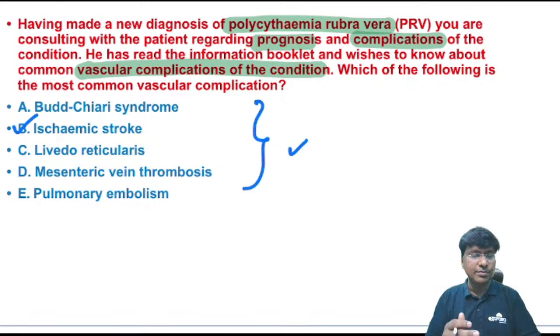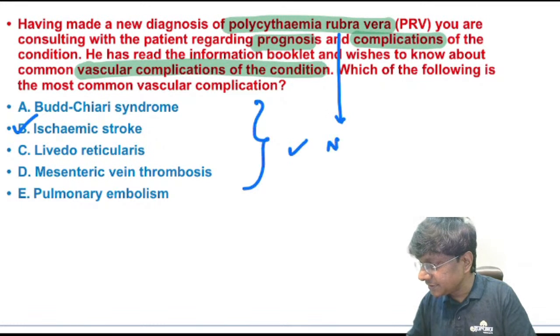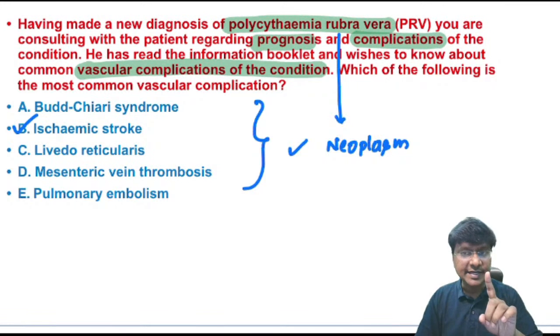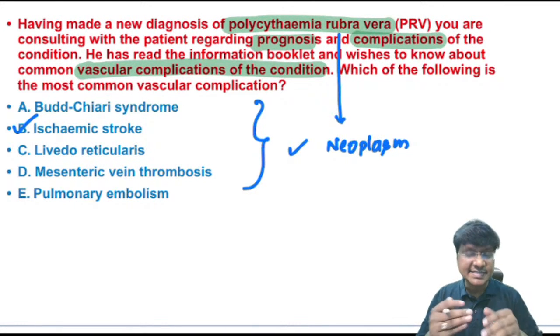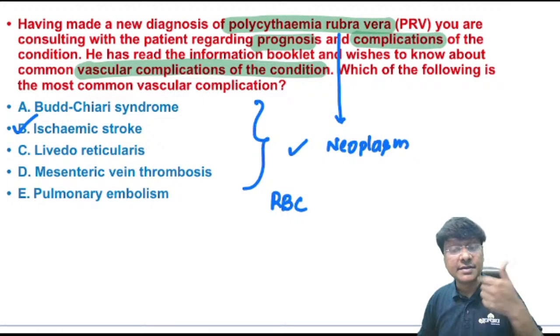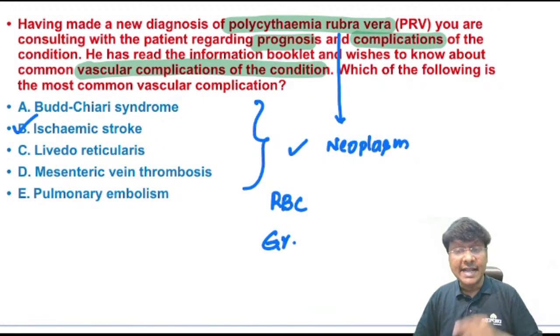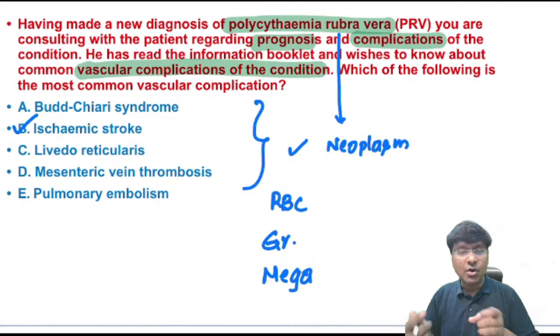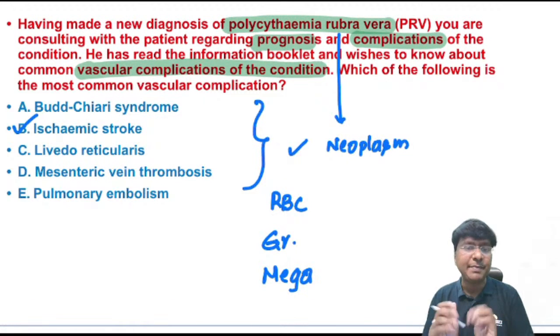Now, what exactly is polycythemia rubra vera? This is a neoplasm, and it arises in a multipotent myeloid stem cell. It is characterized by increased marrow production of RBCs, of granulocytes, and of the megakaryocytic elements. Accordingly, this will lead to erythrocytosis, that is polycythemia, increased granulocyte production causing granulocytosis, and also thrombocytosis in the peripheral blood.